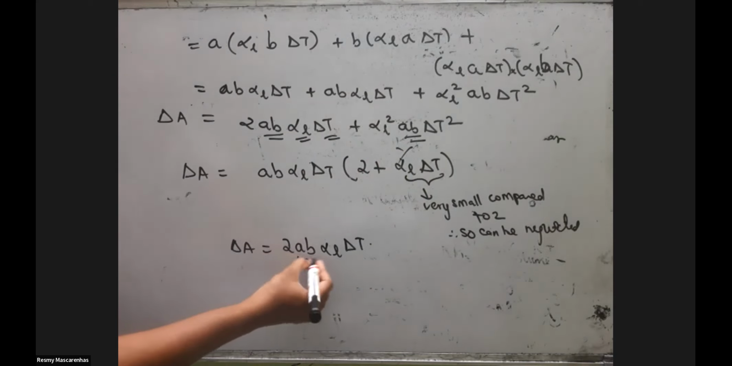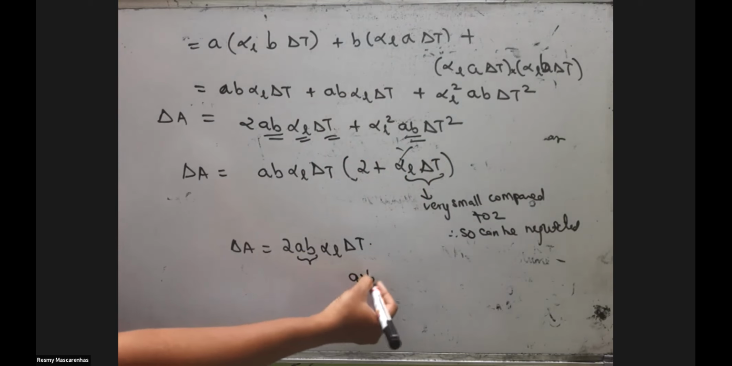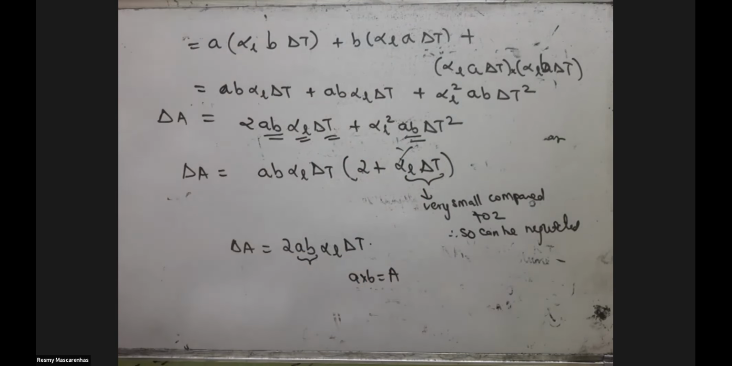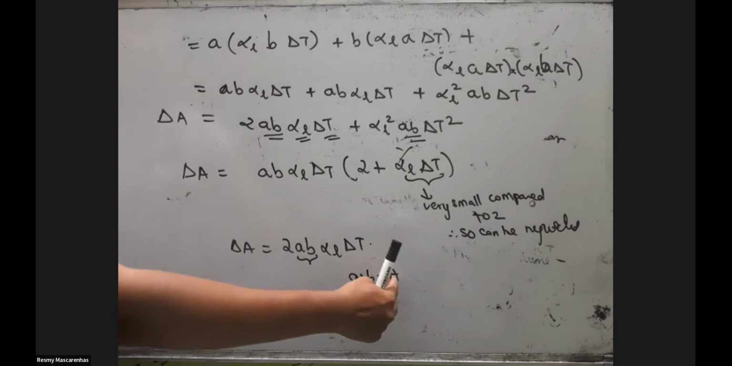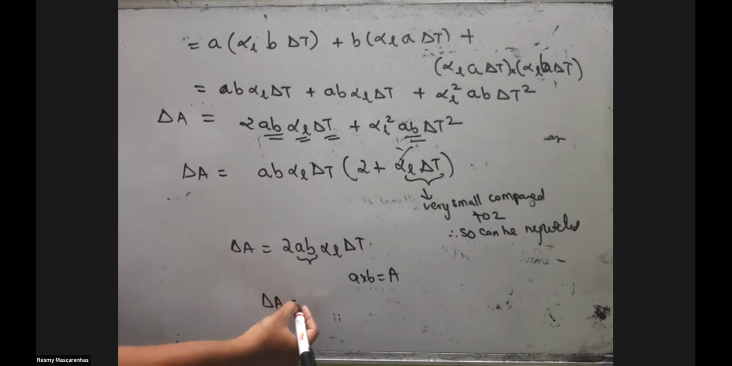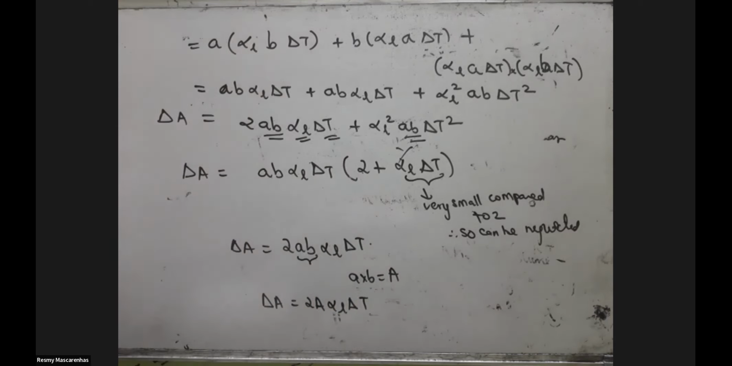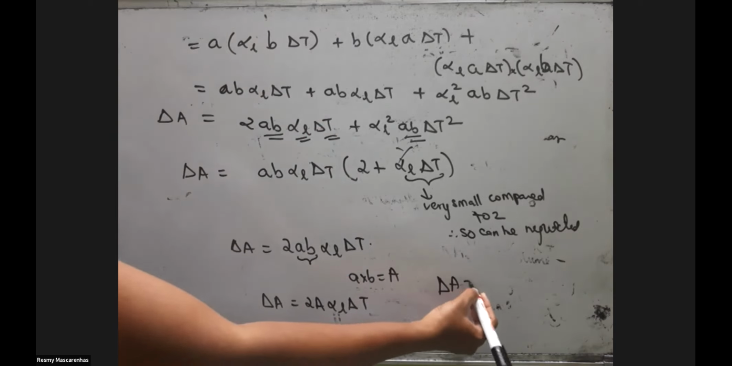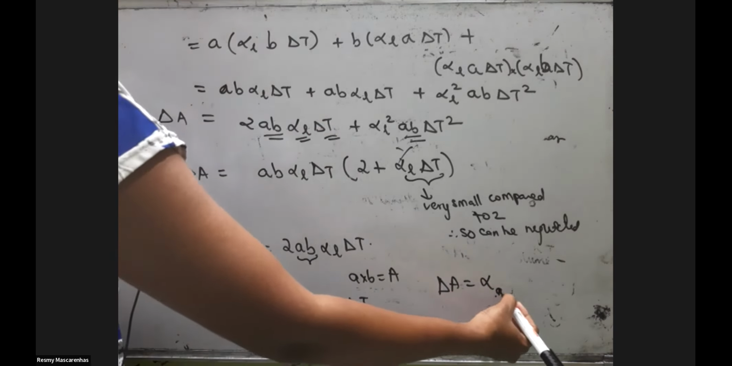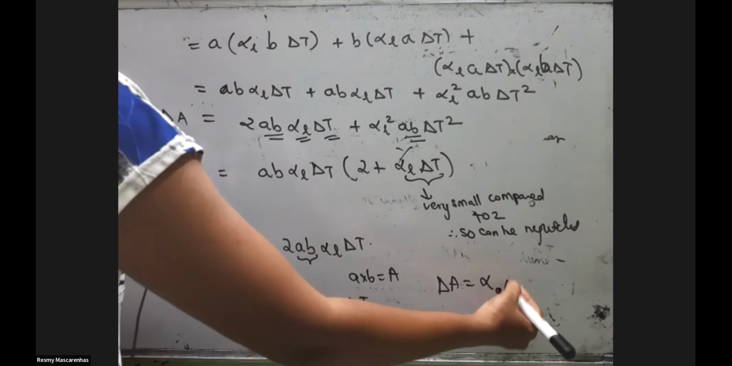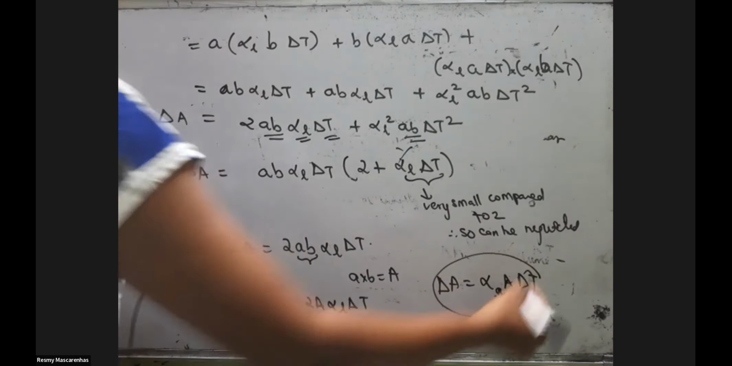And what is A into B? A into B is nothing but your area. Length into breadth is nothing but the area of your rectangle. In the final step, what is your delta A formula? Actual for area expansion, delta A is nothing but alpha A, just put it here.